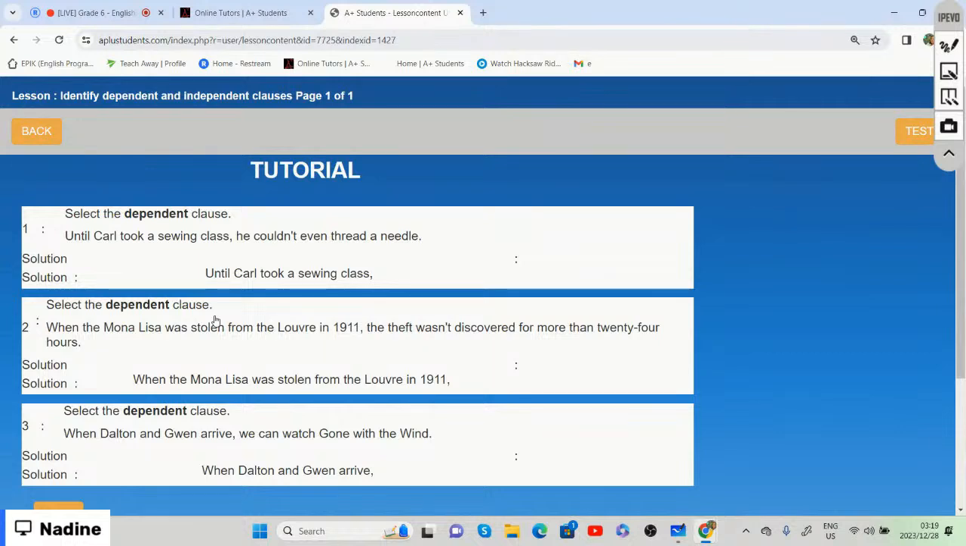So now we need to select the dependent clause. Until Carl took a sewing class, he couldn't even thread a needle. So until Carl took a sewing class, he couldn't even thread a needle. And remember, we said that a dependent clause starts with a subordinating conjunction.